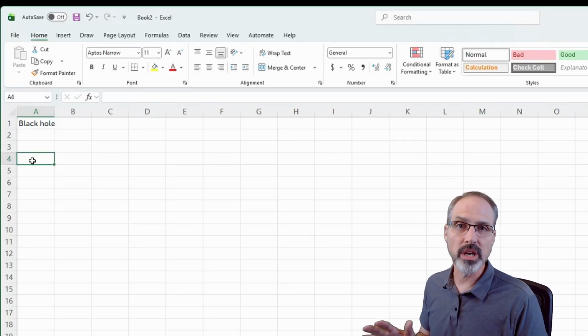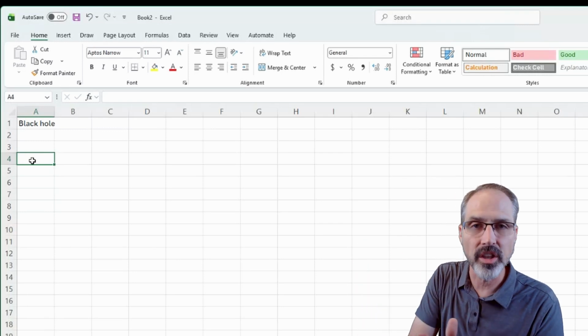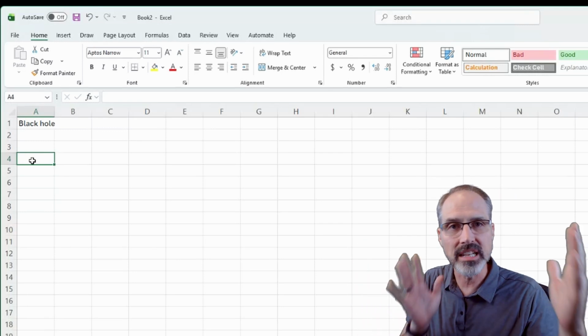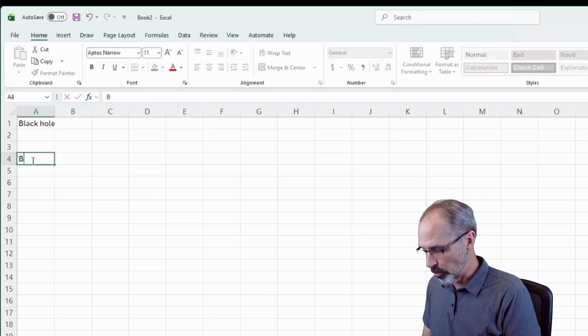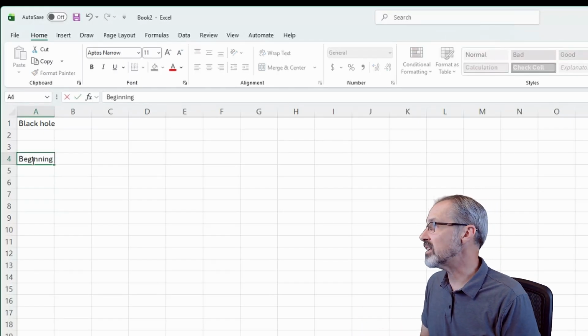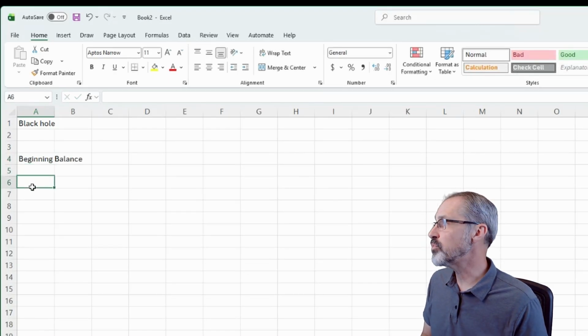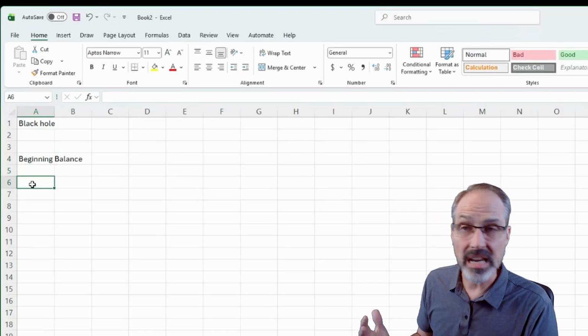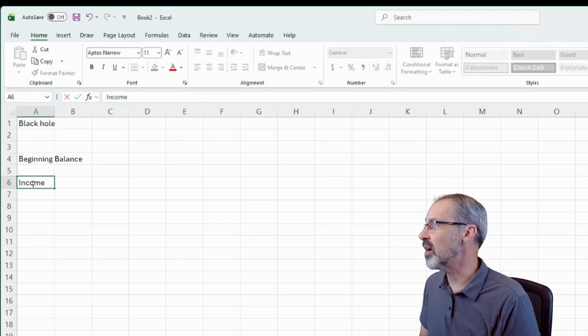Essentially, what we're going to do is track all of the expenses that we have month to month so that we can look over a year and see what happens to our finances every month. So you want to start with the beginning balance. And obviously, once you have the beginning balance, you're going to need your form of income.